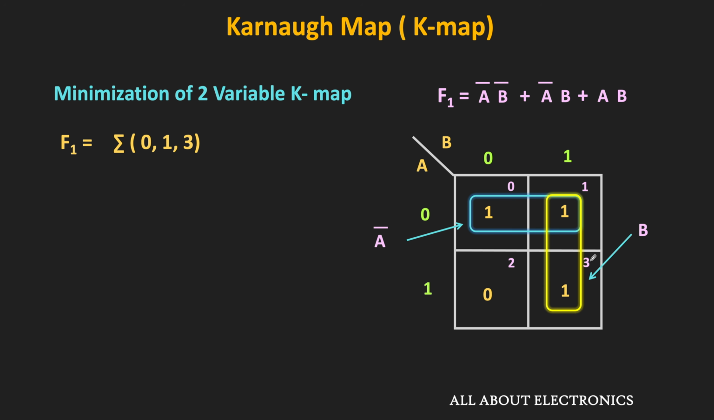And the overall function is the summation of a bar and b. So in this way, using the K-map, we can simplify the Boolean expression without using any Boolean laws. So let us take one more example.